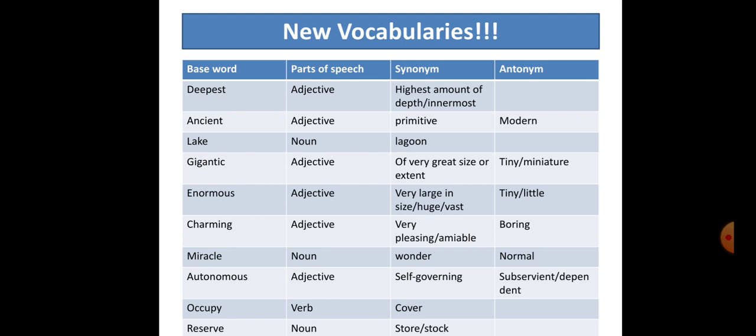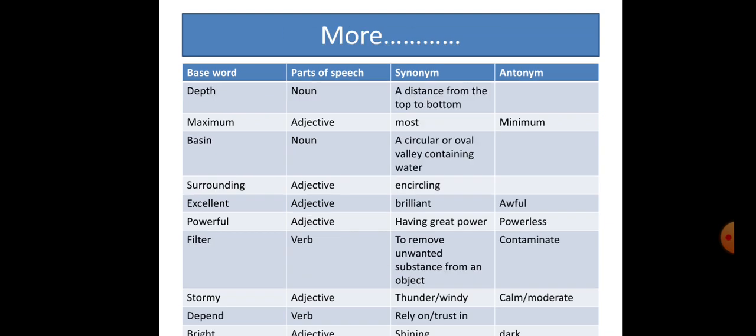Autonomous. You can find this word in the text, in the last part of the first paragraph: autonomous republic and region of Russia. It means self-governed, and the antonym is dependent or subservient. Occupy is a verb, and the meaning is cover, and reserve is a noun, it means store.